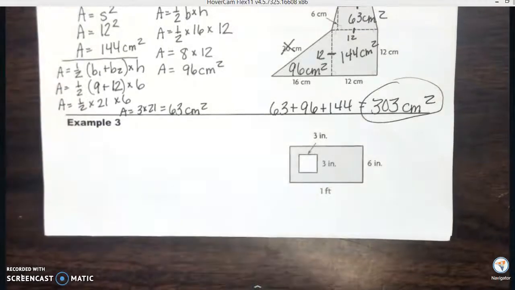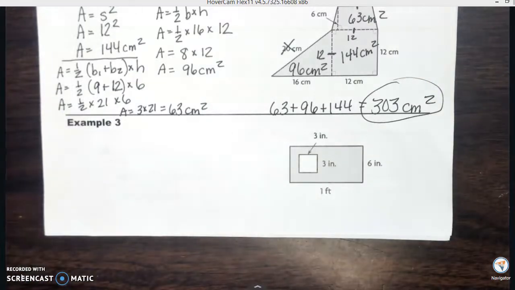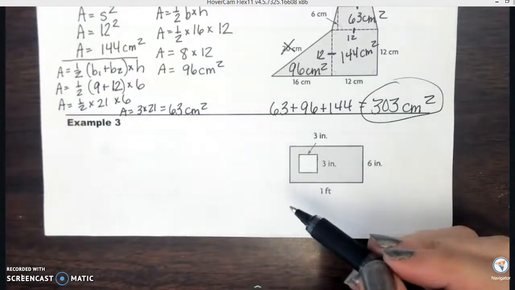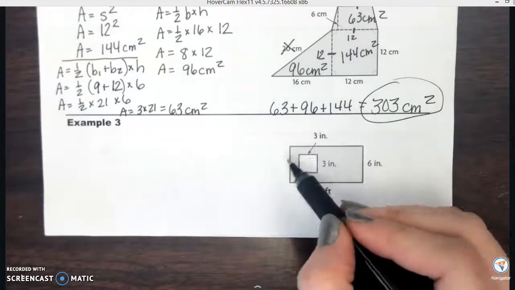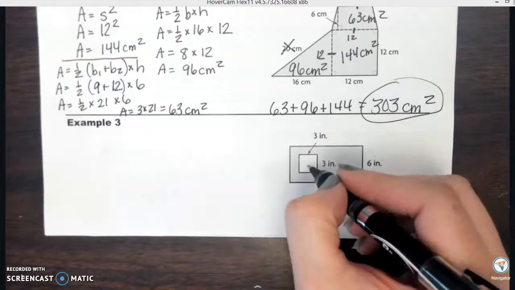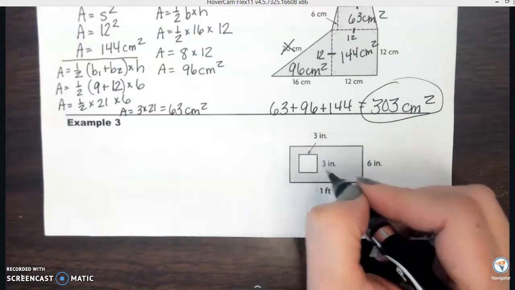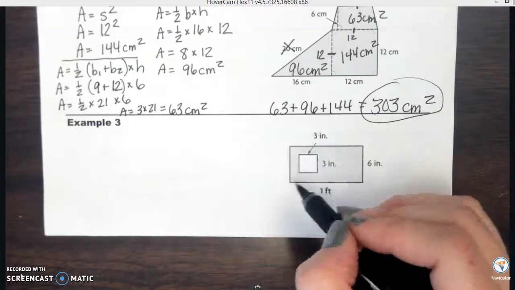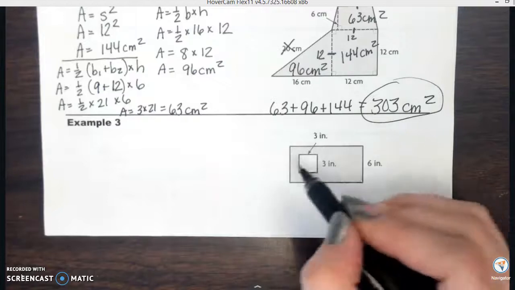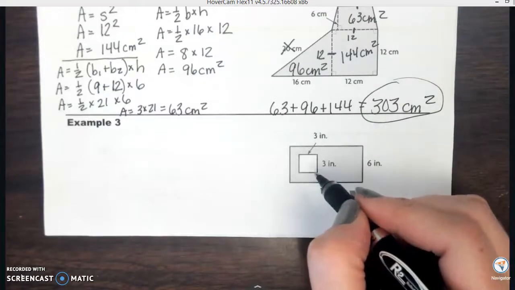Alright, and then example 3. This one's a little bit different because, which it doesn't show you the directions here, but in this we want to find the area of the shaded part. So that means we're not wanting to include this little window. Say this was a house and this is the window, and we want to know how much paint to get for the outside of the house. Then we would only want to know the area of that part, excluding this.